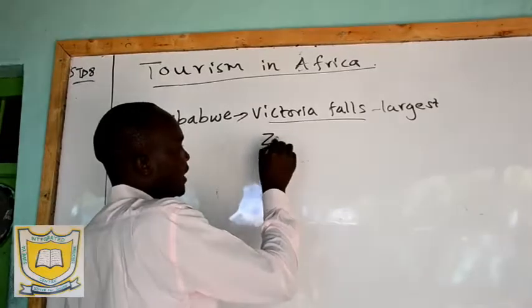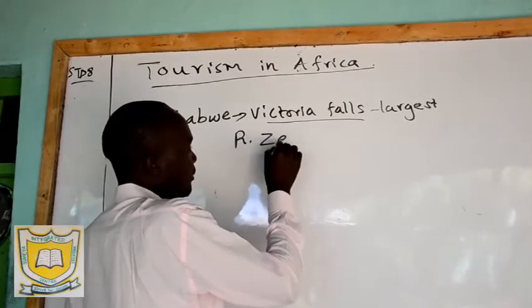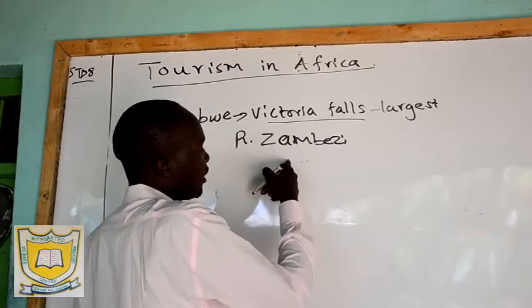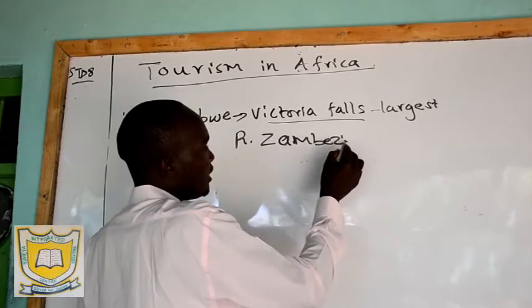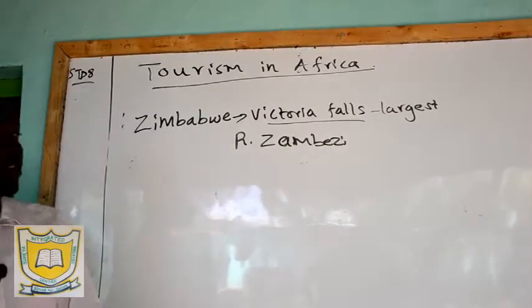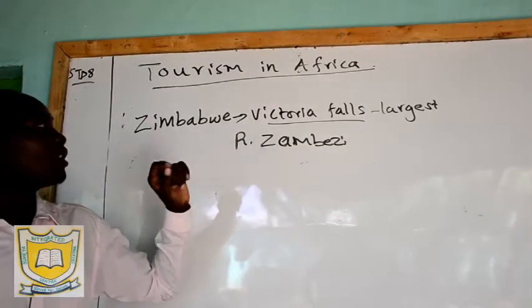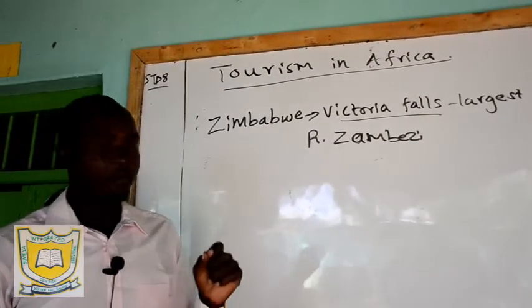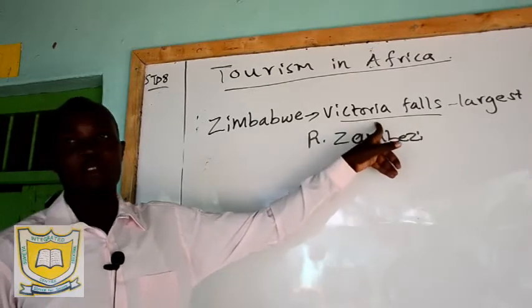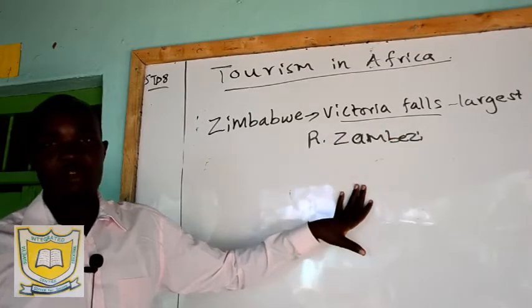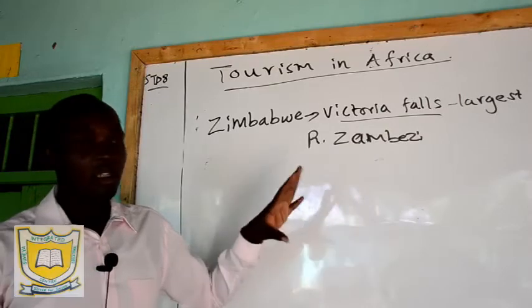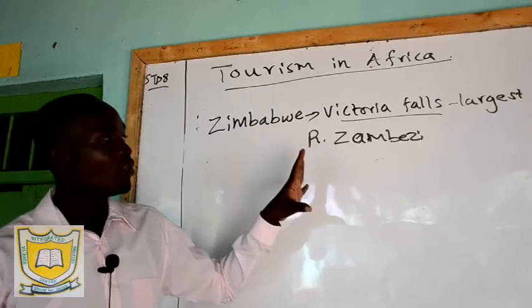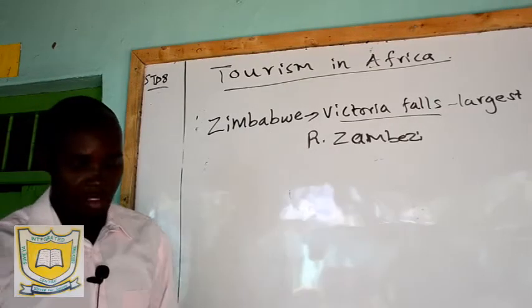and is found on River Zambezi. River Zambezi you'll find on the border of Zambia and Zimbabwe. So you have a very large fall in it. It's called Victoria Falls. This one also attracts very many tourists across the continent of Africa, Asia, Europe, and even Australia. So very many people go there to see Victoria Falls.